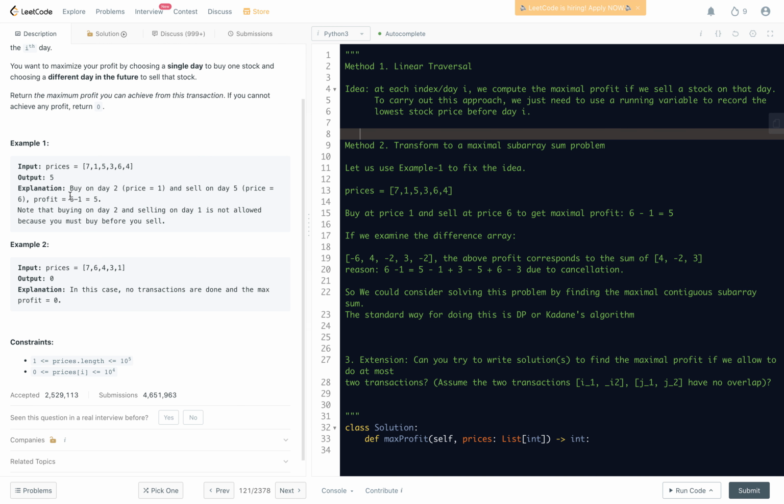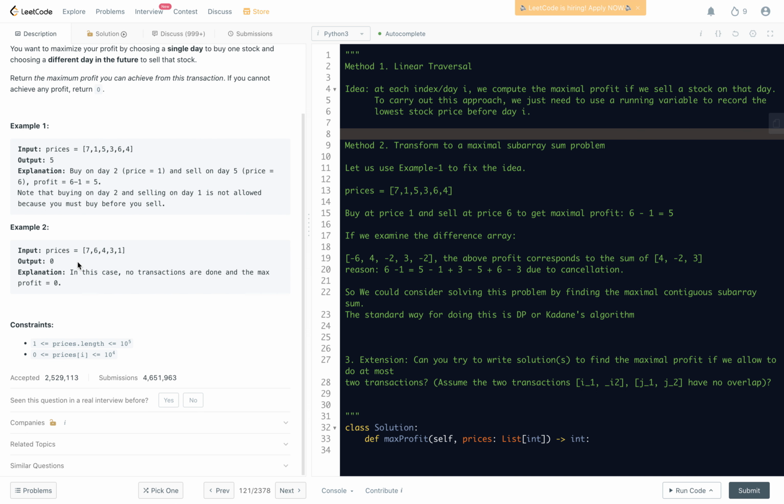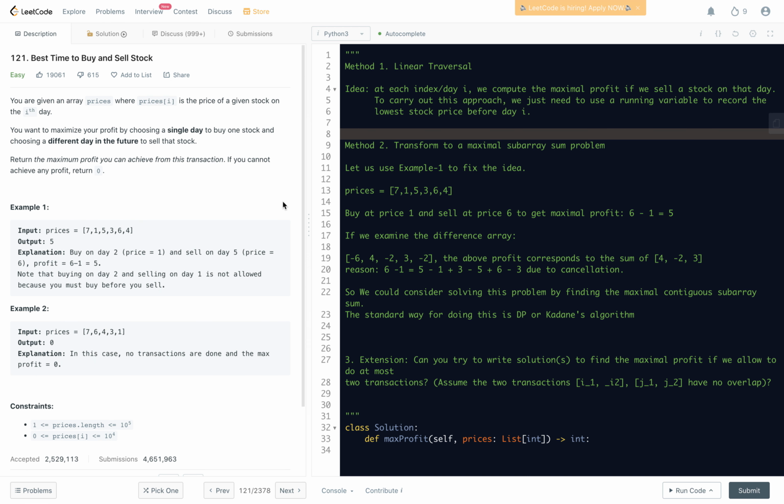Here are two examples. In example 1, if we buy at price 1 and sell at price 6, we get a profit of 5. In the second example, because the array is in decreasing order, there's no profit, so we return 0. Let's also look at the constraints. The length of prices is bounded above by 10 to the power 5, and the prices are non-negative and bounded above by 10 to the power 4. With that said, we are ready to analyze the problem and share the methods.